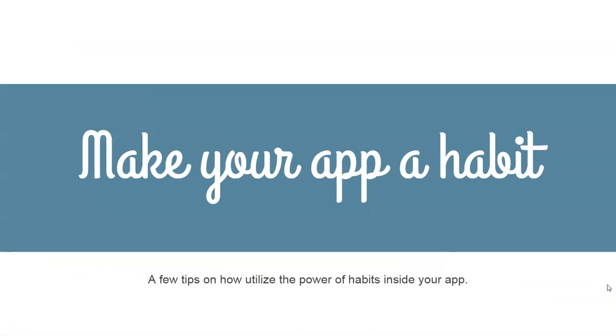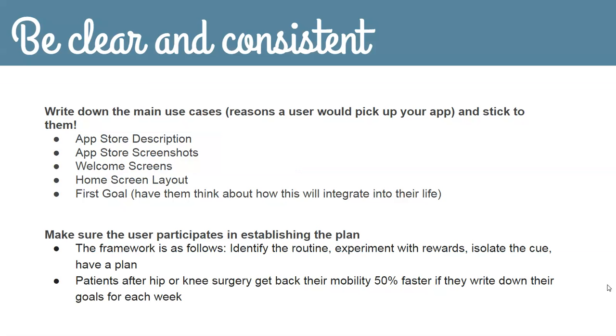Okay, so how do we take all of this information and start integrating it into the way that your app is functioning? One of the core ways that you can improve your app is to be very clear and very consistent. What are the core things that someone should be doing inside your app?